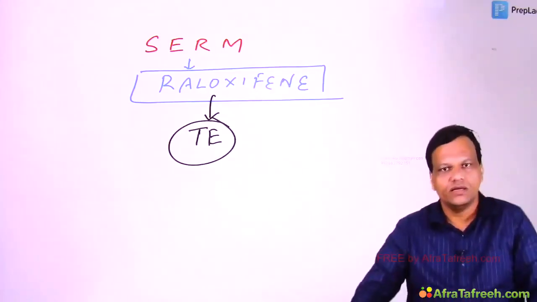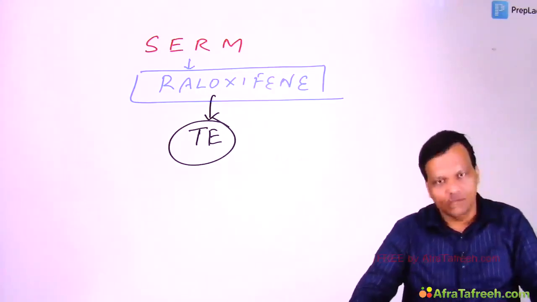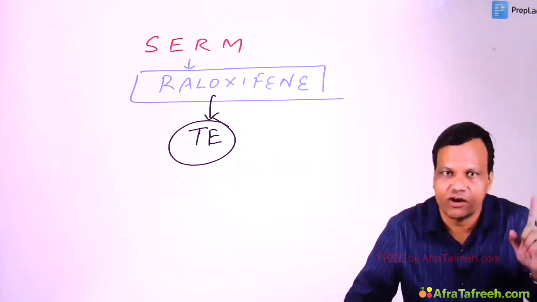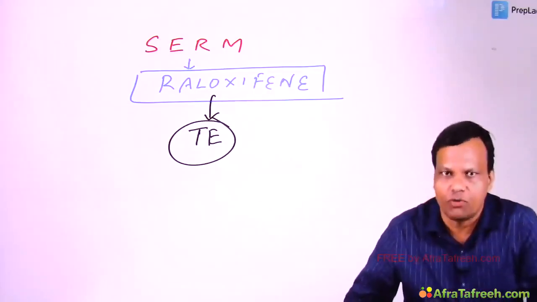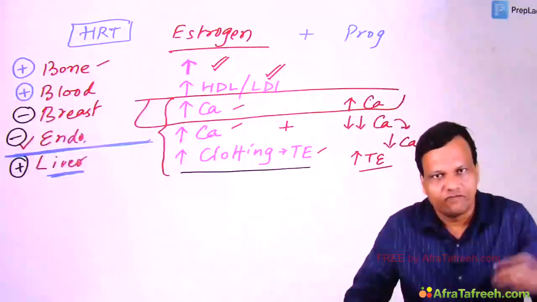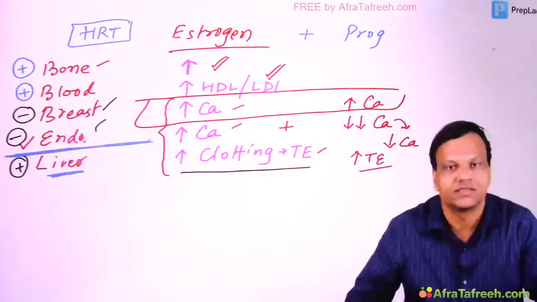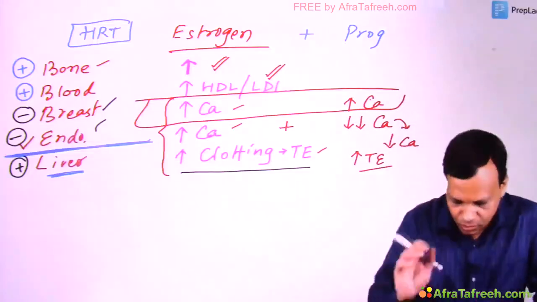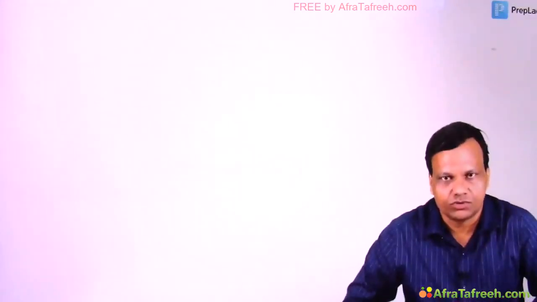Thromboembolism. So the drug of choice for postmenopausal osteoporosis, the answer is still bisphosphonates. Bisphosphonates are the drug of choice. Raloxifene can be used, but it is not preferred because of the risk of thromboembolism. But if there is another risk factor, like a female with osteoporosis who has a family history of breast cancer or endometrial cancer, then we can prefer raloxifene. Okay, so that is about the SERM group of drugs.